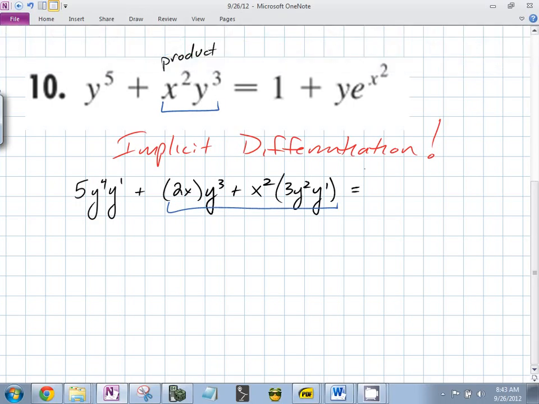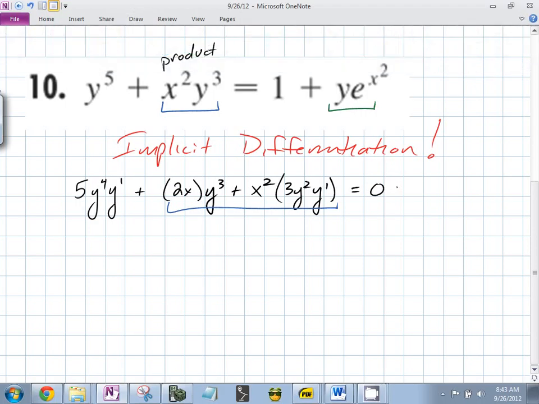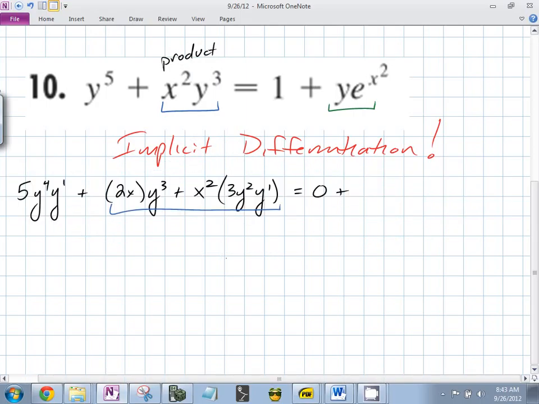What's the derivative of 1? 0. And what are you going to have to use right here? The product rule again. Yeah, that's right. What's the derivative of y? The derivative of y is just going to be y prime times e to the x squared, plus the first times the derivative of the second. What's the derivative of e to the x squared?